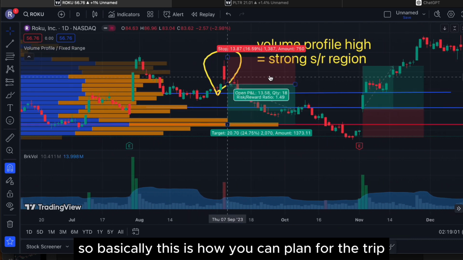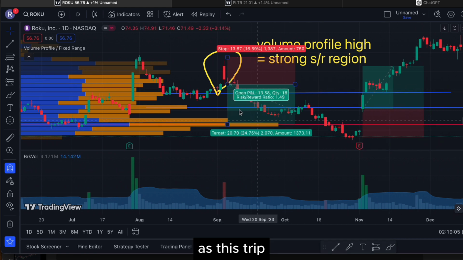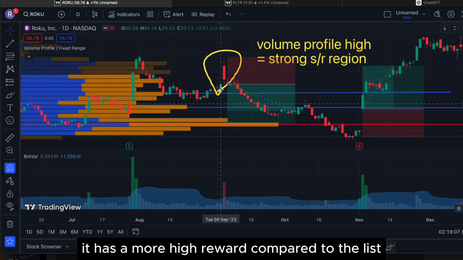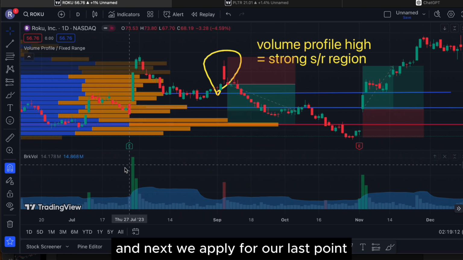So basically this is how you can plan for the trade. This trade will be better compared to the first trade, as it has a higher reward compared to the risk. And next we will plot our last point.